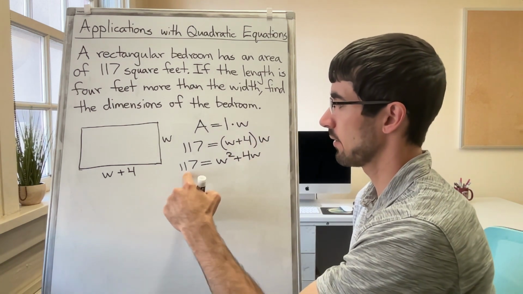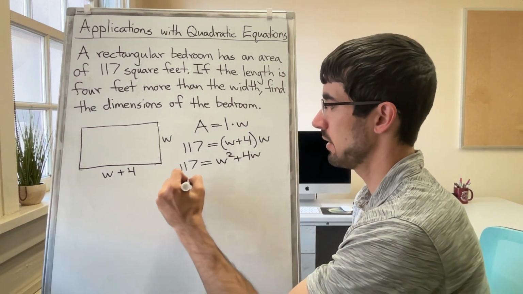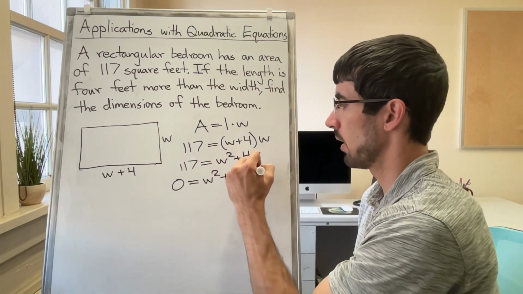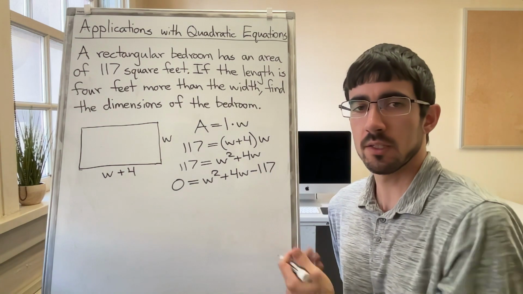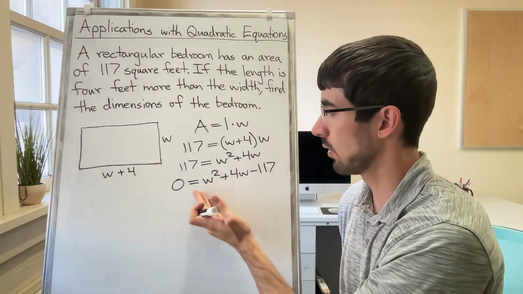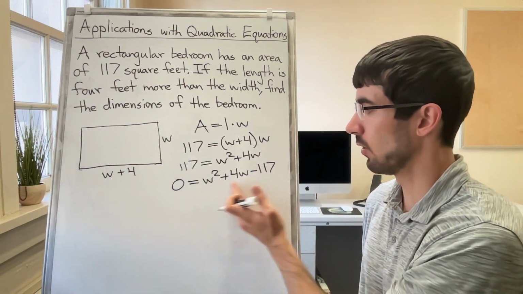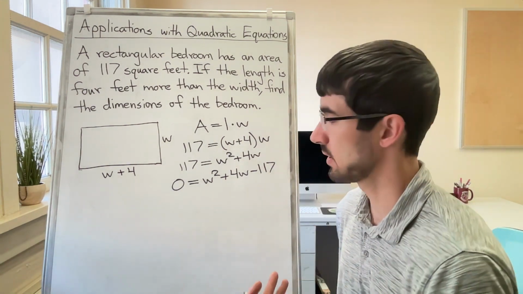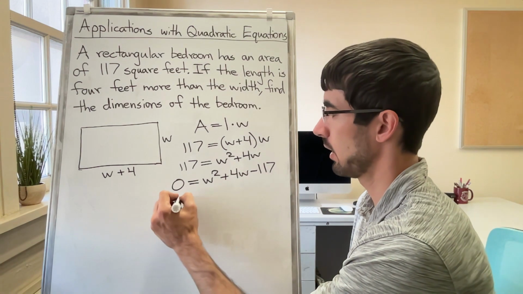And now let's subtract 117. 0 equals w squared plus 4w minus 117. This is the traditional or standard form of a quadratic equation. All the terms are on one side and it's equal to 0. So now I can solve this by applying the zero product property.